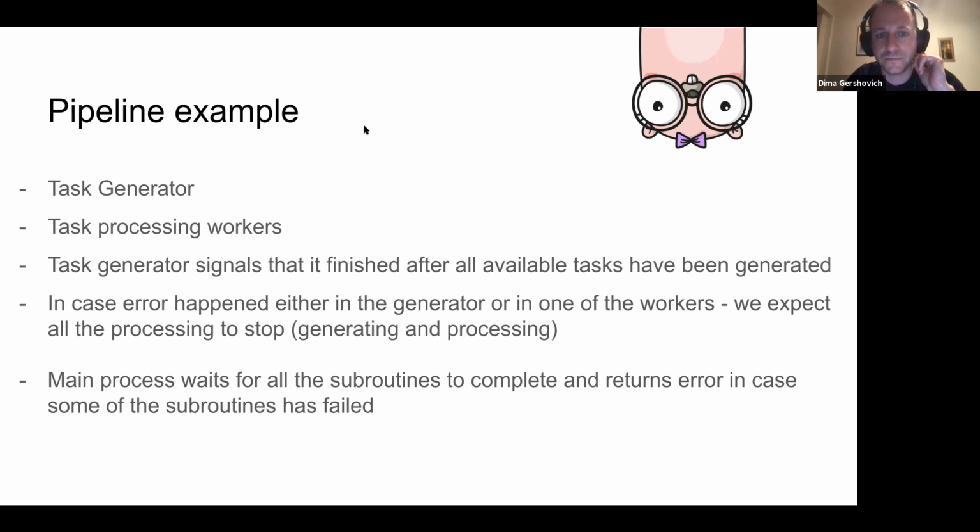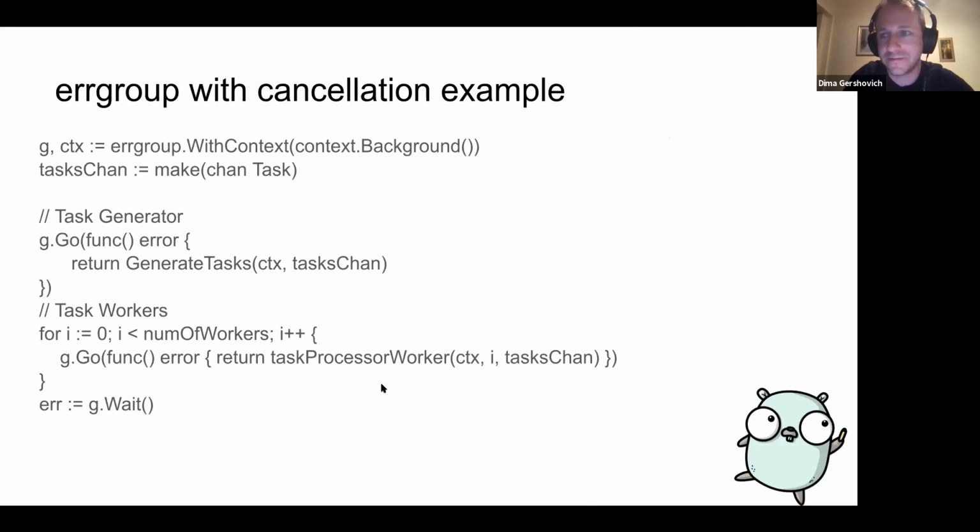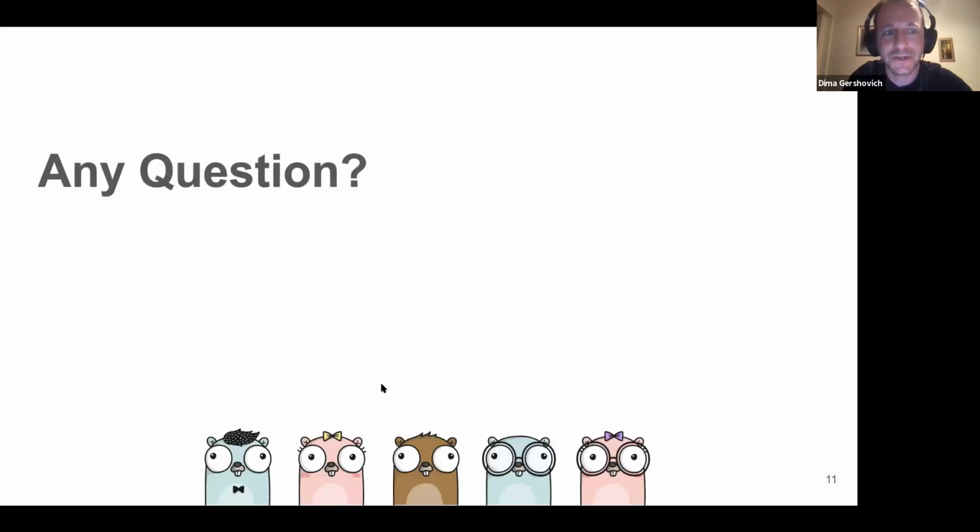So that was my example. Very, very common scenario, actually, and one that is kind of tricky to implement. And Errgroup makes it quite elegant, in my opinion. If you notice any problems or mistakes, feel free to reach out now if you have any questions.